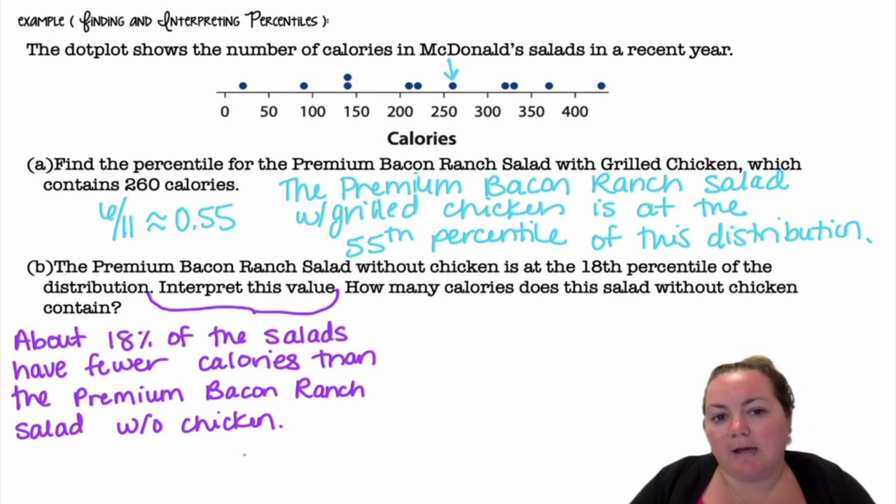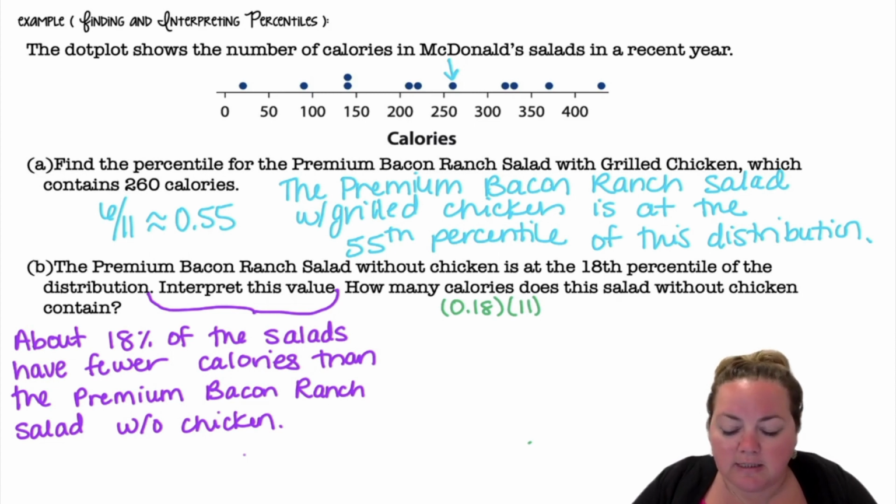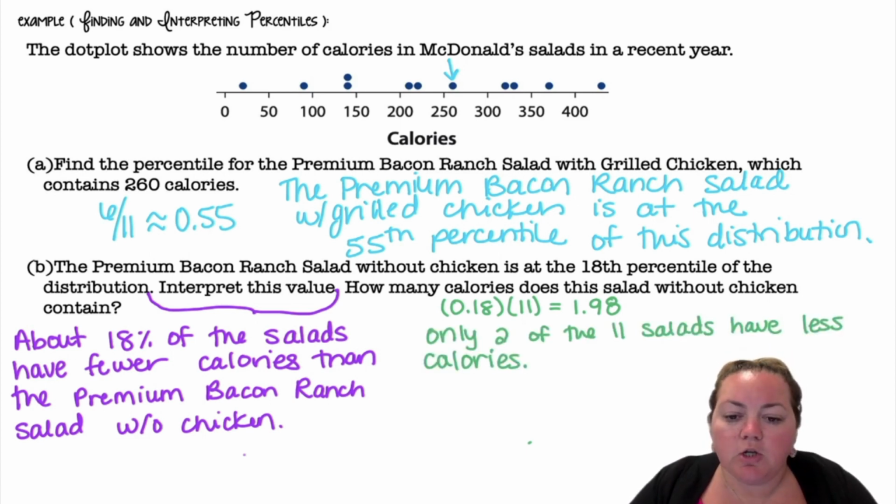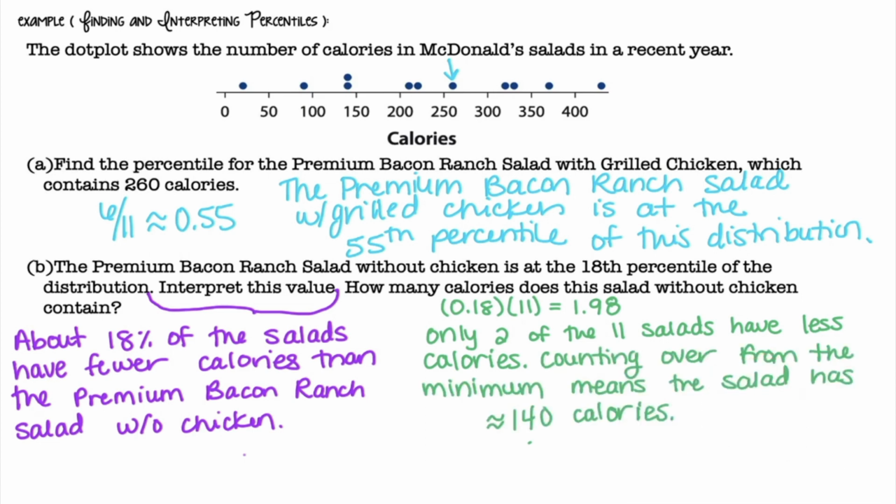All right, so now we need to figure out how many calories are in there. Well, what is 18% of 11? There's 11 dots, or 11 different salads. So 0.18 times 11 gives me 1.98, and so the 0.18 was probably rounded, so that's about 2. So only 2 of the 11 salads have fewer calories than the premium bacon ranch salad without chicken. So if I count over from the minimum, that means that the salad would have approximately 140 calories. It'd be this one that's a little bit in front of 150. So approximately 140 calories.